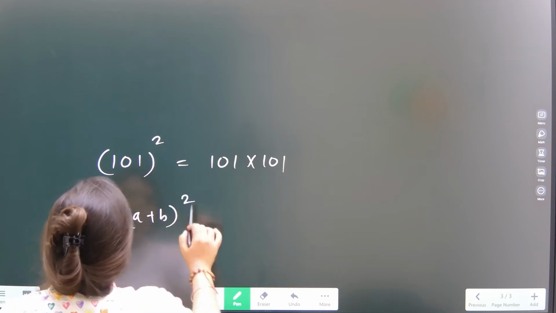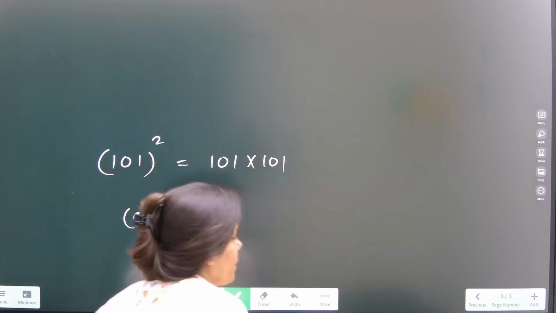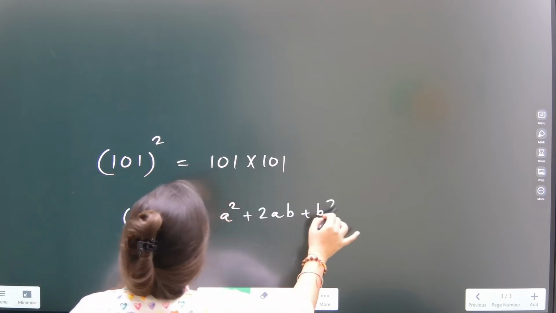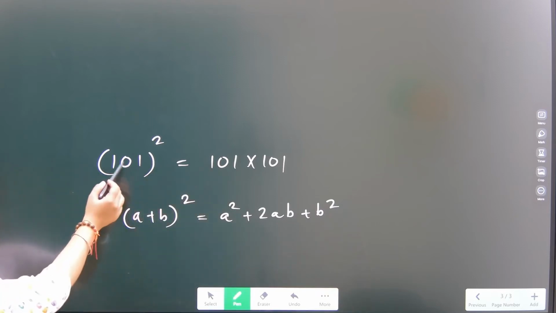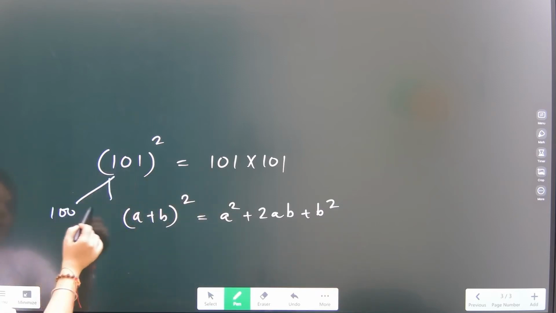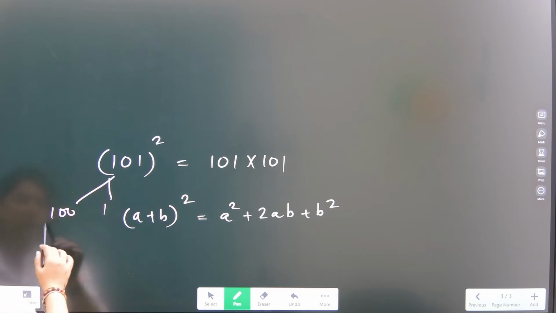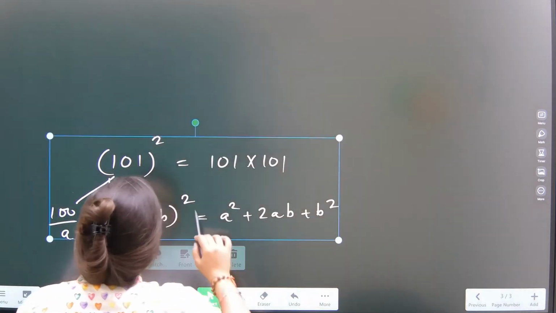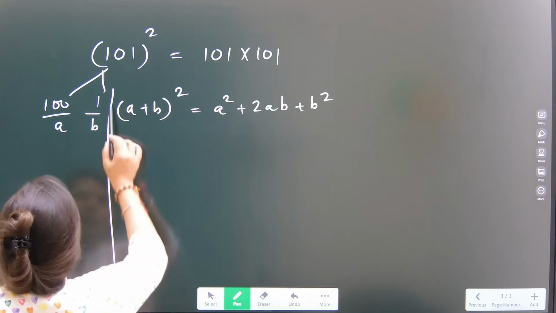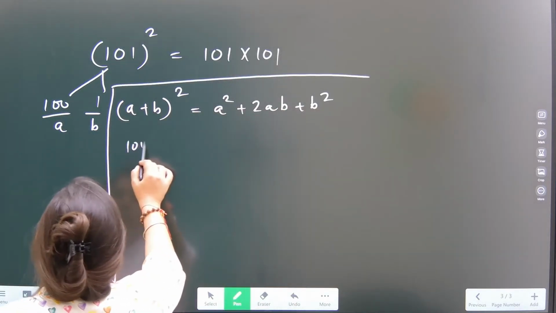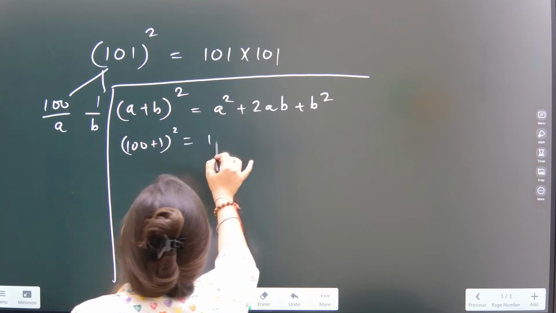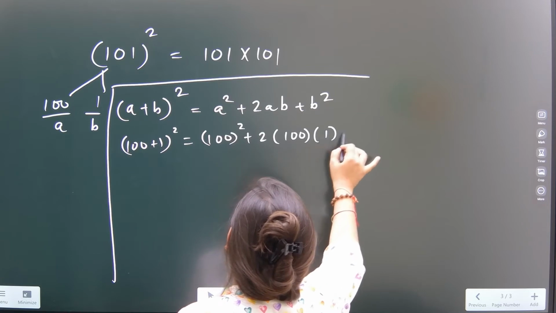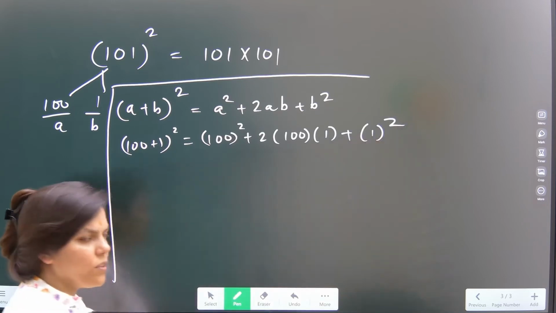a plus b whole square is a square plus 2ab plus b square. So can't I write this 101 as 100 plus 1? This 100 will be a, 1 will be b, and I will just put the values in the given identity. So this is 100 plus 1 whole square, that is 100 square plus 2 into a, which is 100, into b, which is 1, plus b square, which is 1 square.